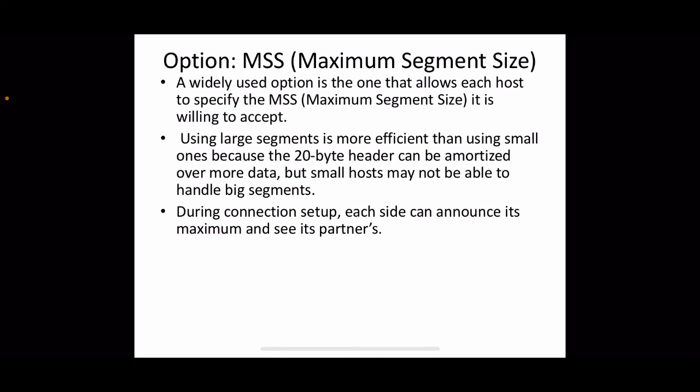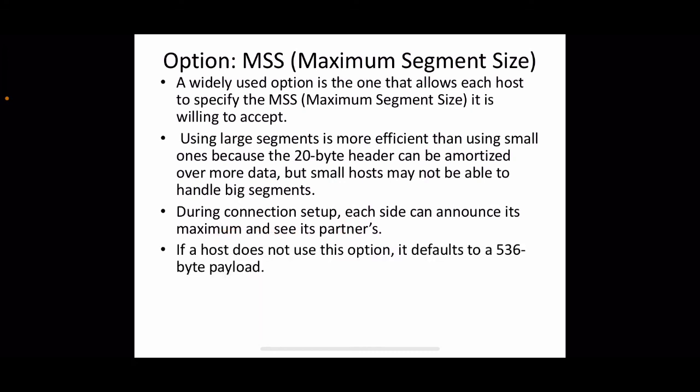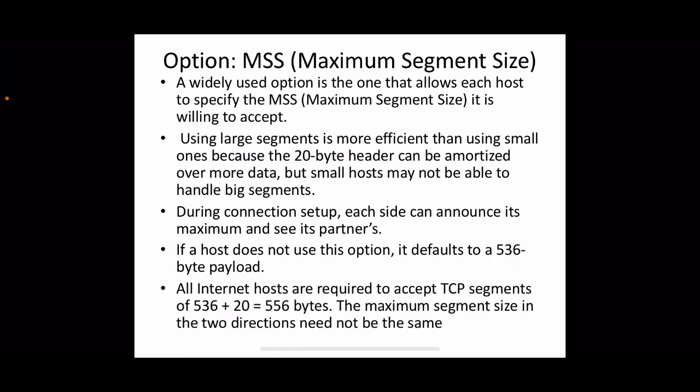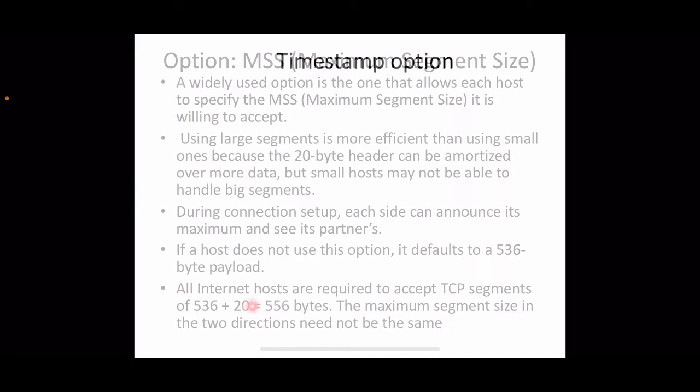So at the time of connection setup itself, each side, each sender or each machine can announce its maximum and see its partner's. And if a host does not use this option, a default value for the size of a segment will be used. The default size of a segment payload field is 536 bytes. So any host should be ready to accept a segment of this much size, 536 payload plus 20 header.